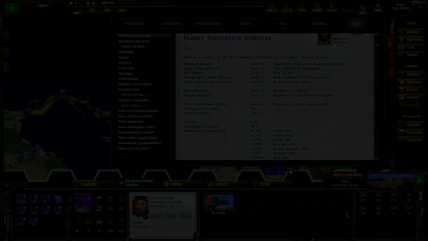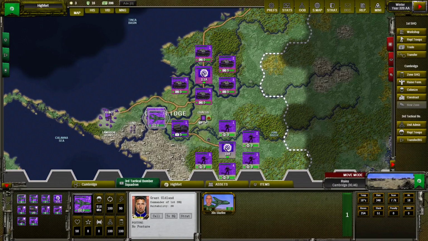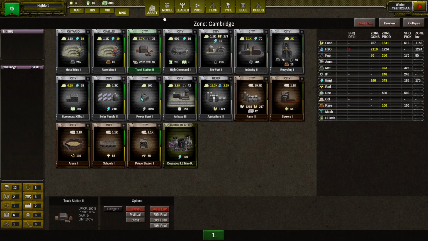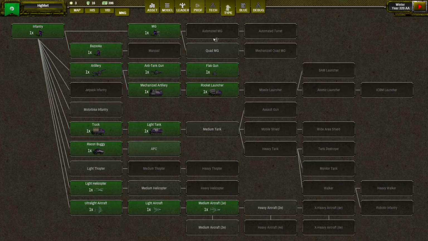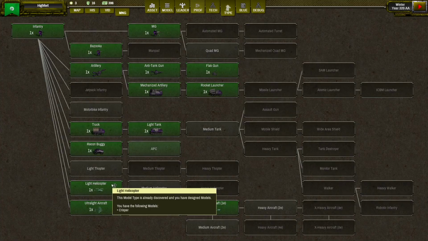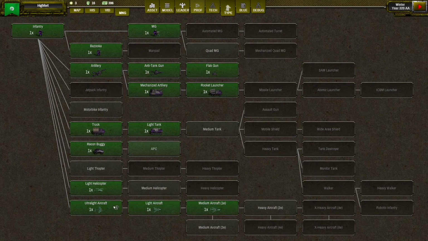So let's start. I have started on tech level 5, that's why I have more advanced air units from the first round, and it will be easier for me to show you different kinds of air forces. So in our manage types, you can see that I already have light helicopters, ultralight aircraft, and medium aircraft. So I can still discover light topter, medium helicopter, heavy aircraft.